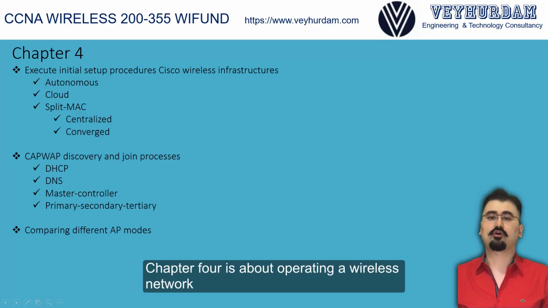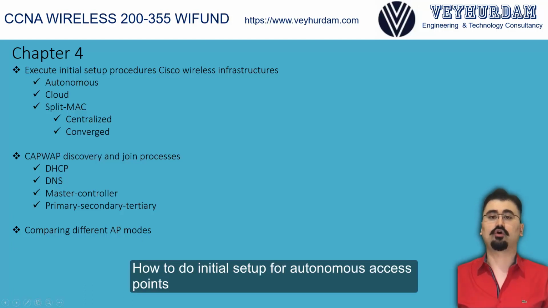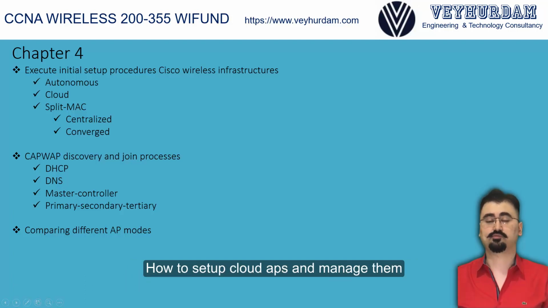Chapter 4 is about operating a wireless network. In this chapter, we will talk about how to execute initial setup procedures for various Cisco wireless infrastructures, how to do initial setup for autonomous access points, how to set up cloud access points, and how to manage them.